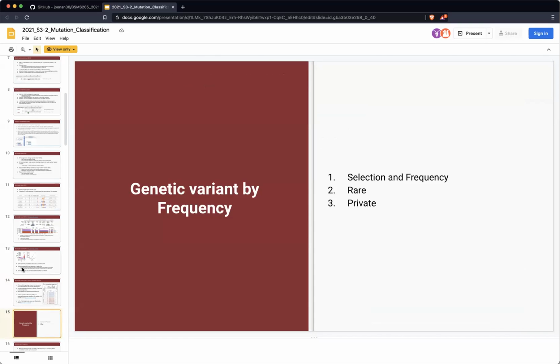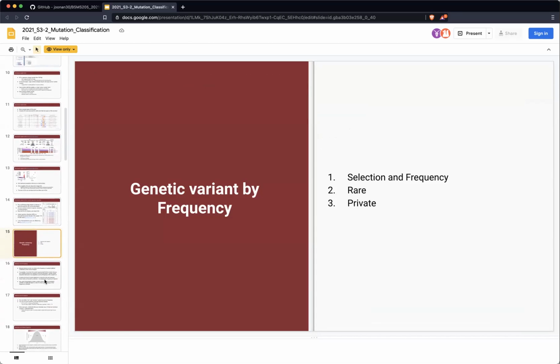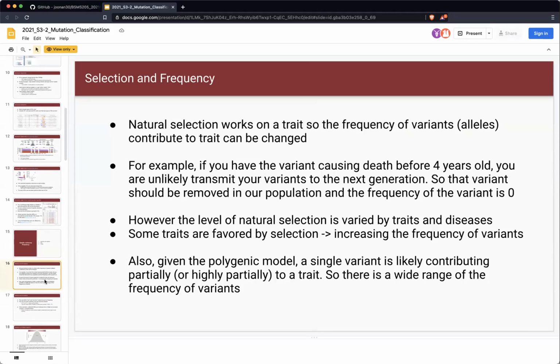Okay, and the next way we can describe the genetic variance is the frequency, right? As I mentioned, the frequency is related to natural selection. The point is how we can explain this natural selection by the genetic variant, and also how we define the threshold of the frequency we are using in the study. Okay, so selection and frequency.